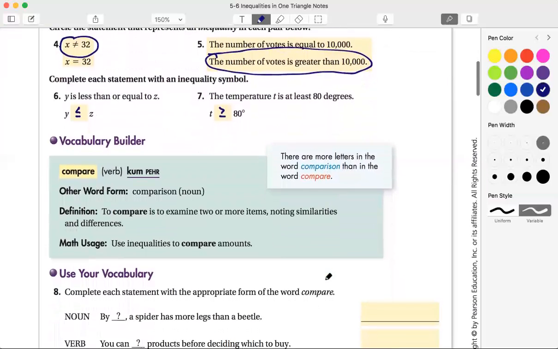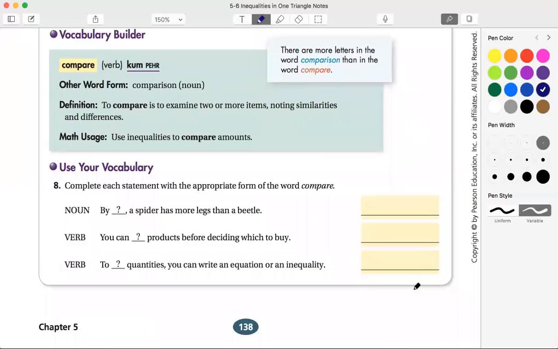To compare means to examine two or more items, noting similarities and differences. We're going to use inequalities to compare amounts. By comparison, a spider has more legs than a beetle. You can compare products before deciding which to buy. To compare quantities, you can write an equation or an inequality.